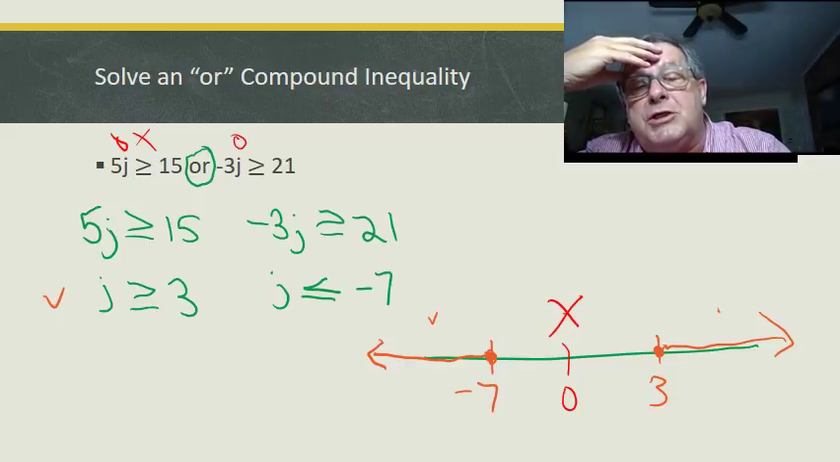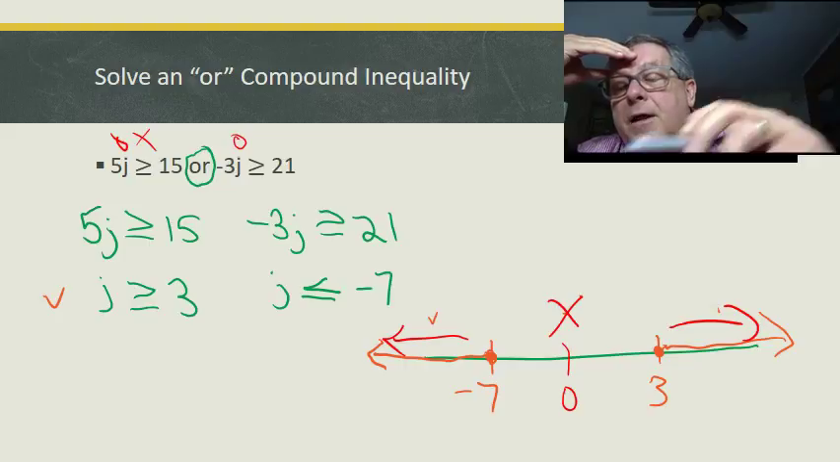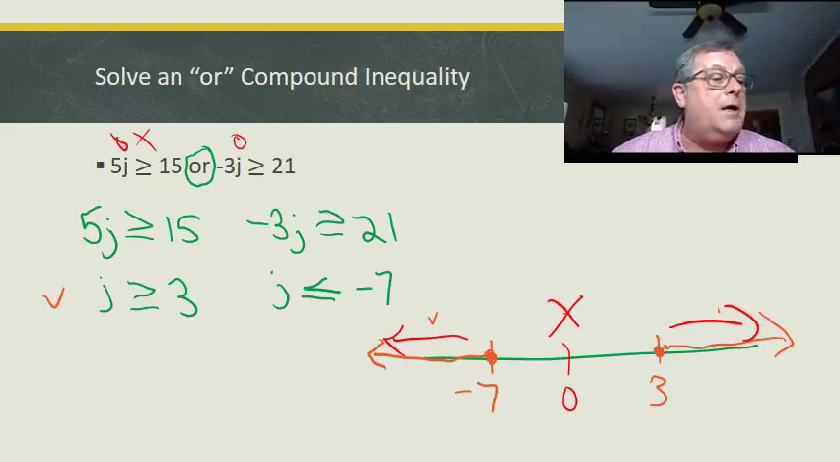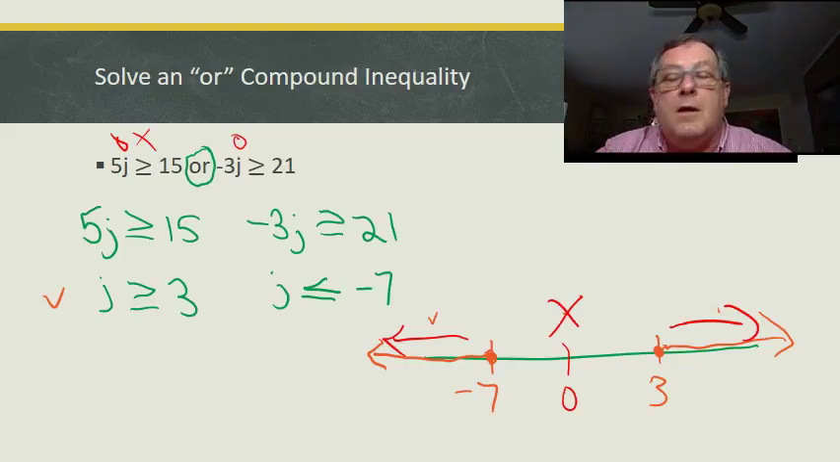That's why our solution sets are, as we represented, negative 7 going this way, greater than or equal to 3 going this way, and there we've got the solving of a compound inequality.